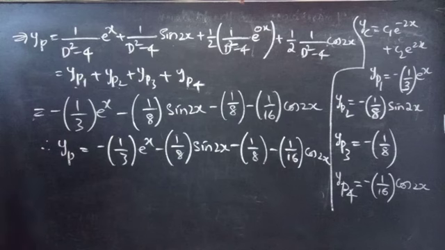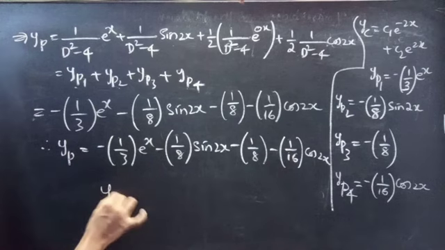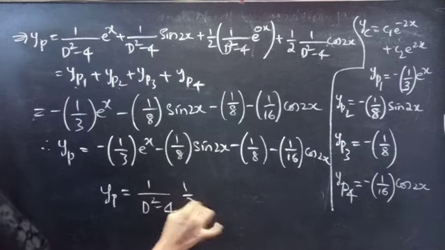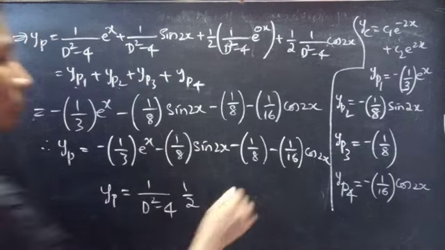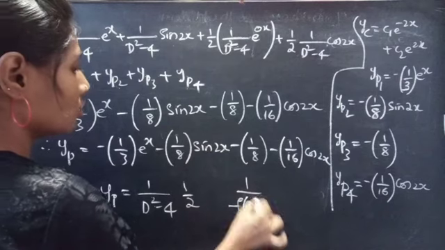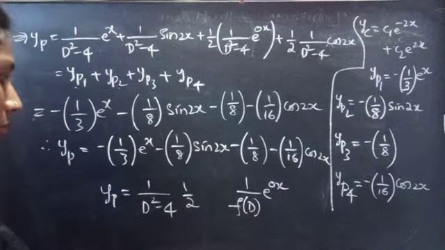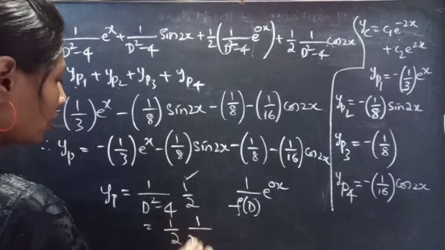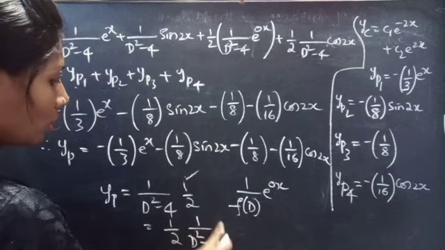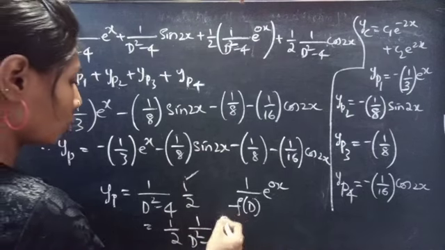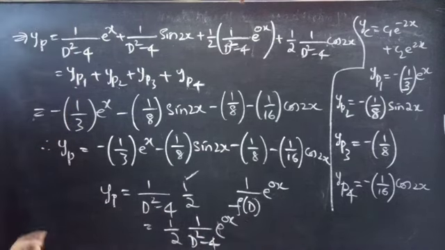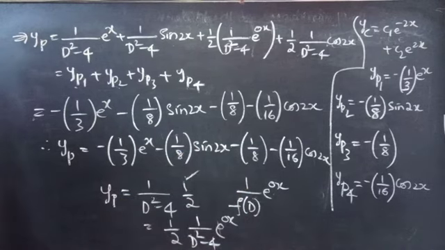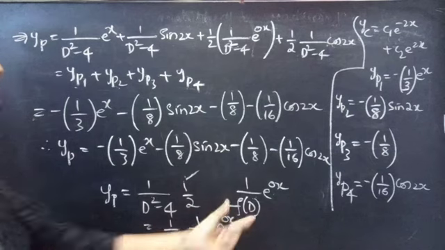Okay, now leave it. If you have any yp of the form 1 by f of d into a constant, we'll try to write it in the form 1 by f of d into some e power 0x. We'll just write this constant first, and then 1 by f of d. In the place of 1, we'll replace 1 by e power 0x. This comes under the method 1 by f of d into e power ax. Okay, it comes under this method.